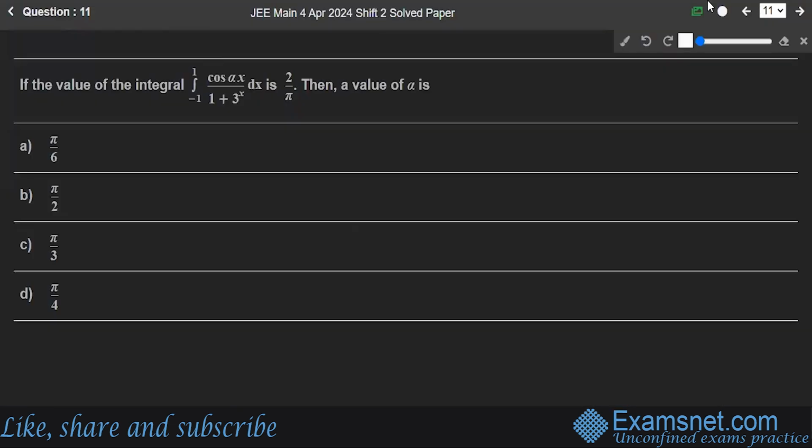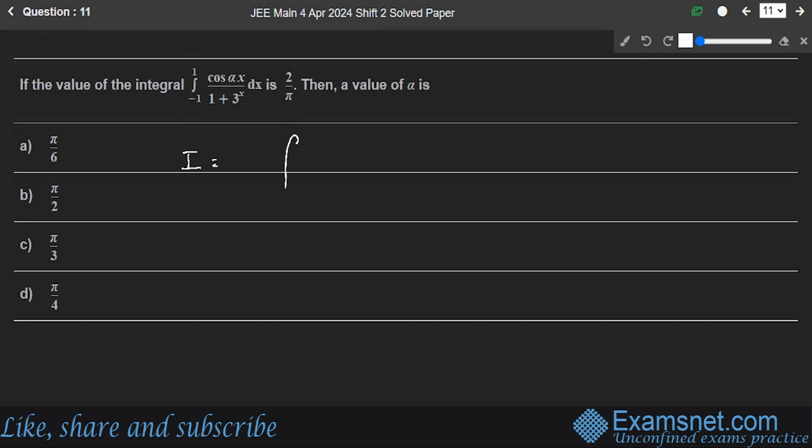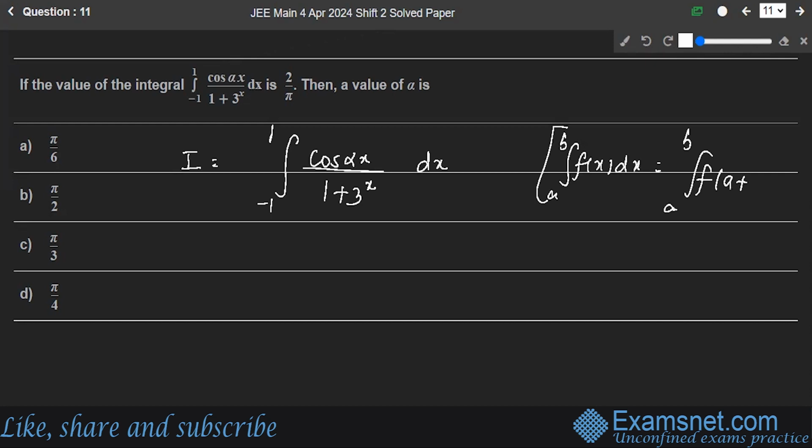Question number 11. If the value of this integral is 2 by pi, then you have to find out the value of alpha. Right, let's say this is equal to I, the integral from -1 to 1 of cos alpha x upon (1 plus 3 power x) dx. Let's apply King's rule. You know the King's rule, that is given by the integral from a to b of f(x) dx is equal to the integral from a to b of f(a plus b minus x) dx. So this is your a and this is your b.